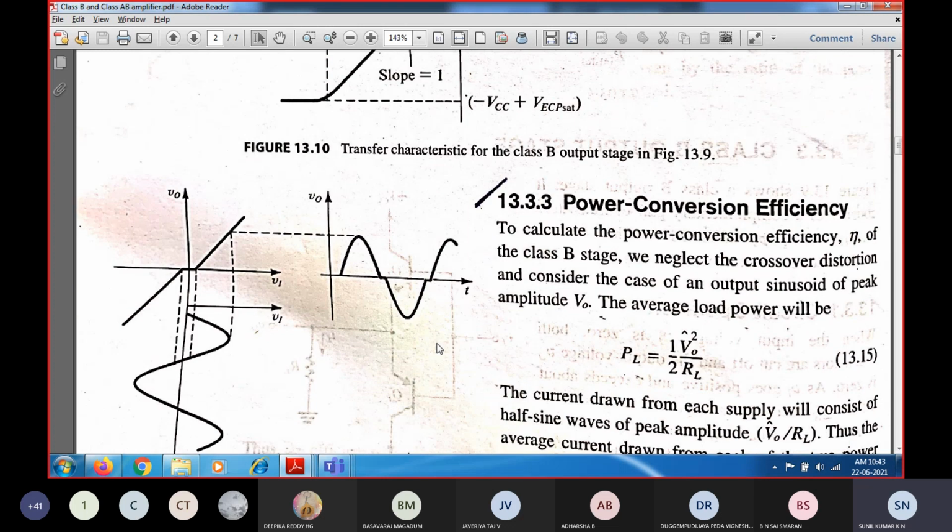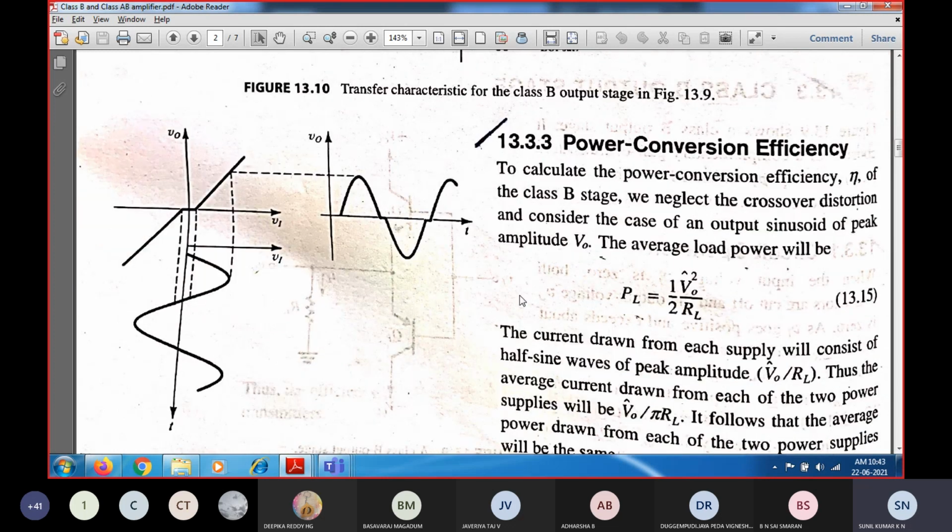Now we will see what the power conversion efficiency in the class B amplifier is. In this class B power efficiency, eta, as I told, we need to see the power delivered to the load, as well as the power delivered by the AC supply and the power supplied by the DC power. The ratio of the AC power delivered divided by the DC supply power gives the efficiency.